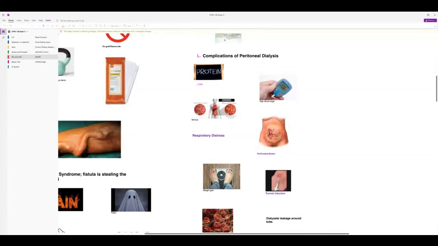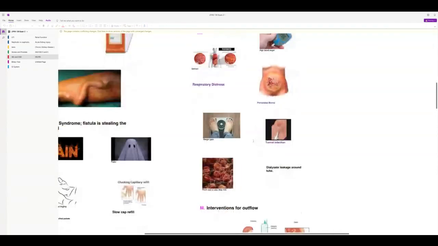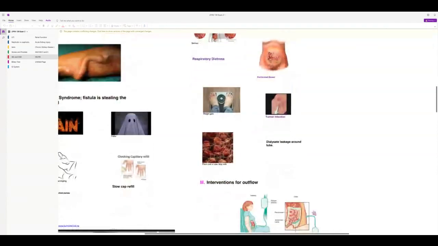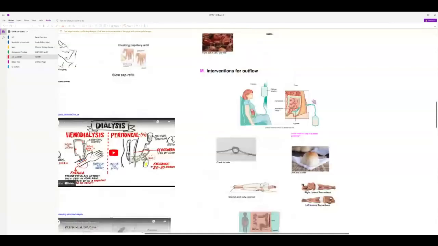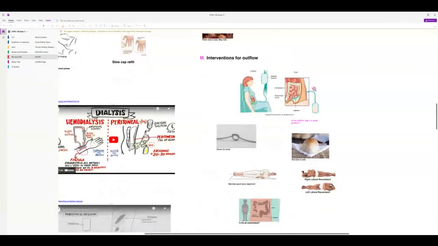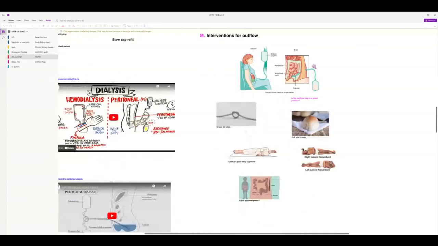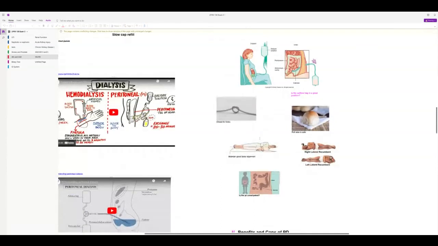They will have a fever. They may have a rigid or board-like abdomen. They'll have a high white count and a temperature. Okay, and they can perforate their bowel from having peritoneal dialysis. They can gain weight. If you're having trouble draining, you want to make sure you check for kinks, roll the patient side to side, and make sure the patient isn't constipated.